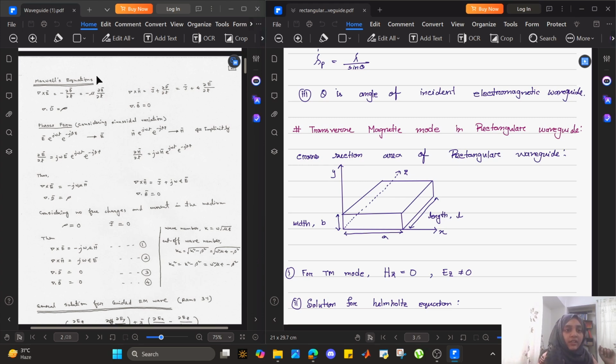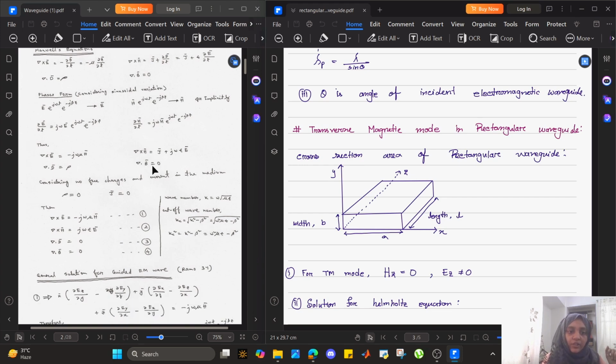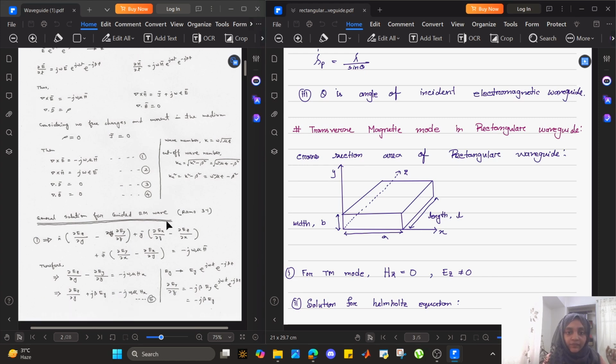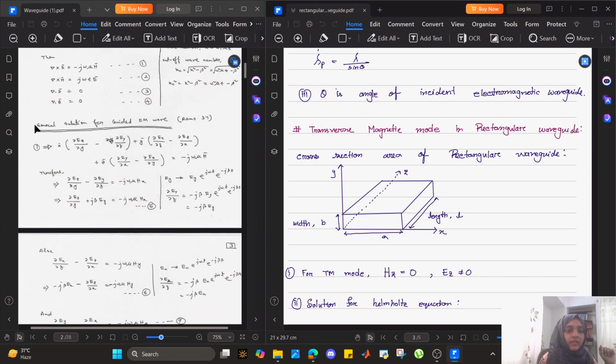So at first there are the four Maxwell equations. After the Maxwell equations, we convert to the phasor form. In the phasor form, we set rho equal to 0, sigma equal to 0, J equal to 0, because we are considering only free charges and current, the ideal case. Then there is a general solution for guided EM waves, where we get this using the curl equation.